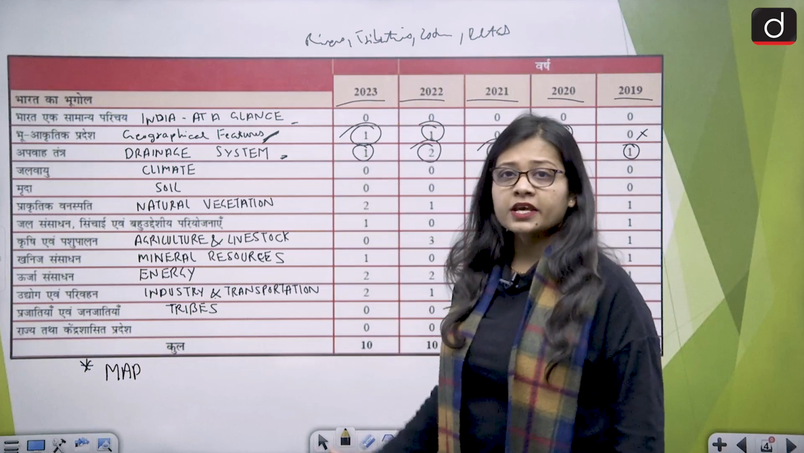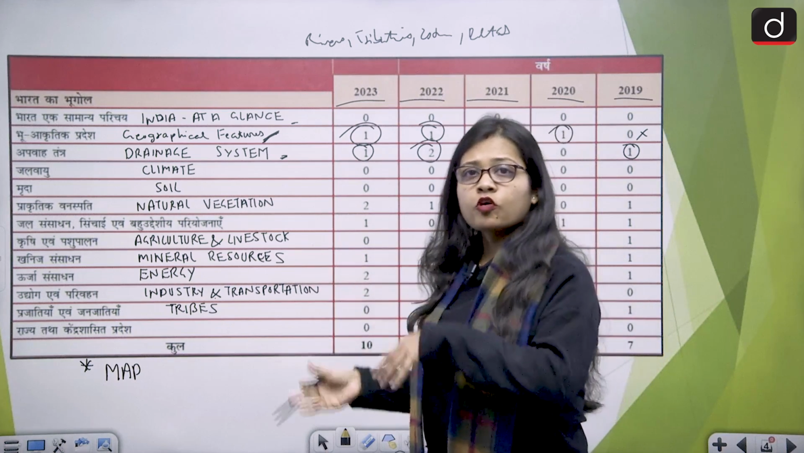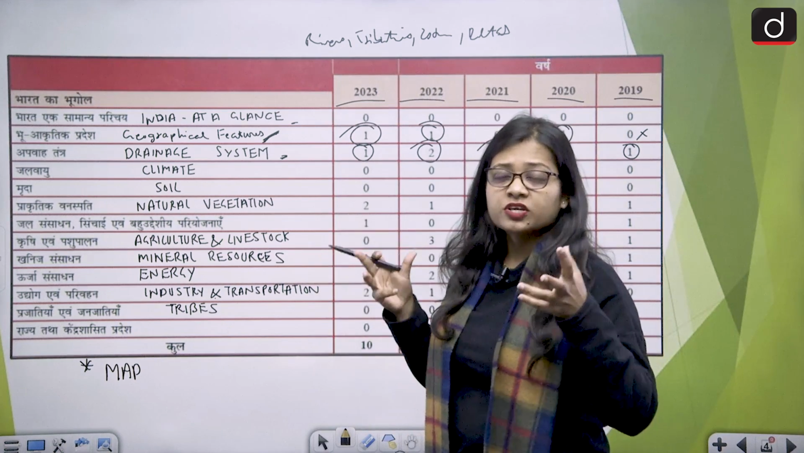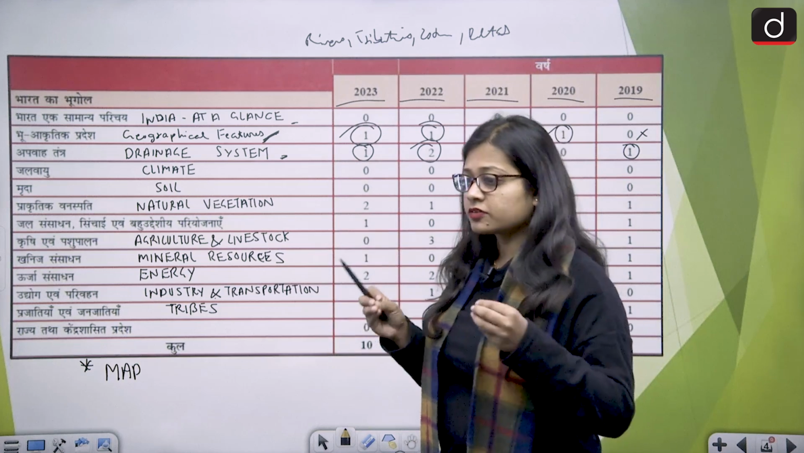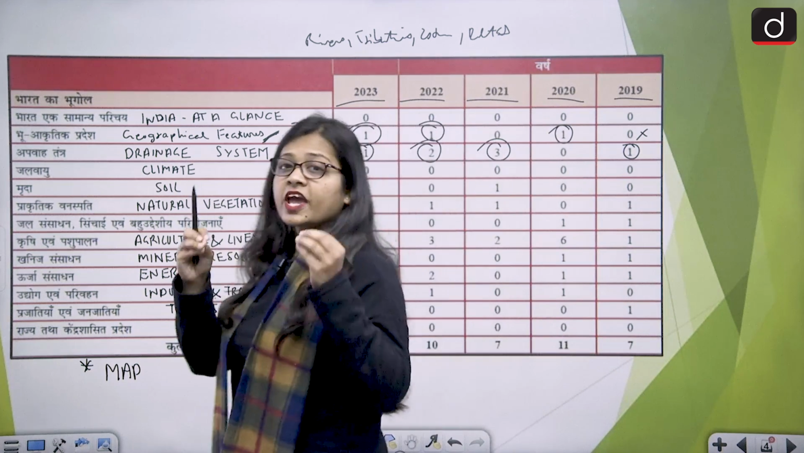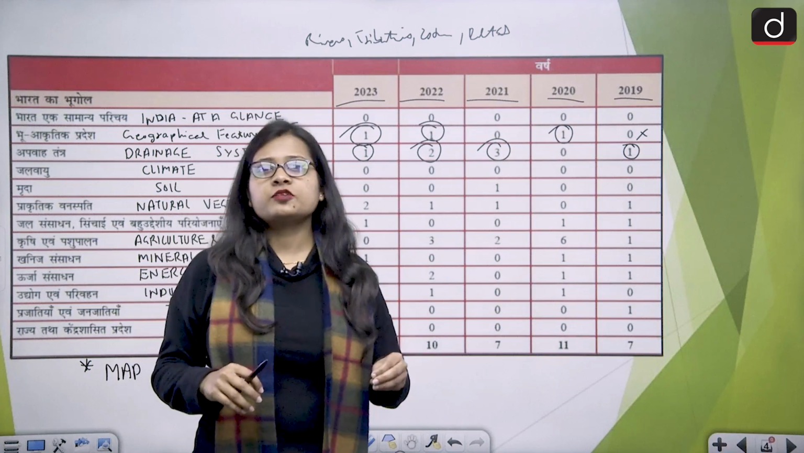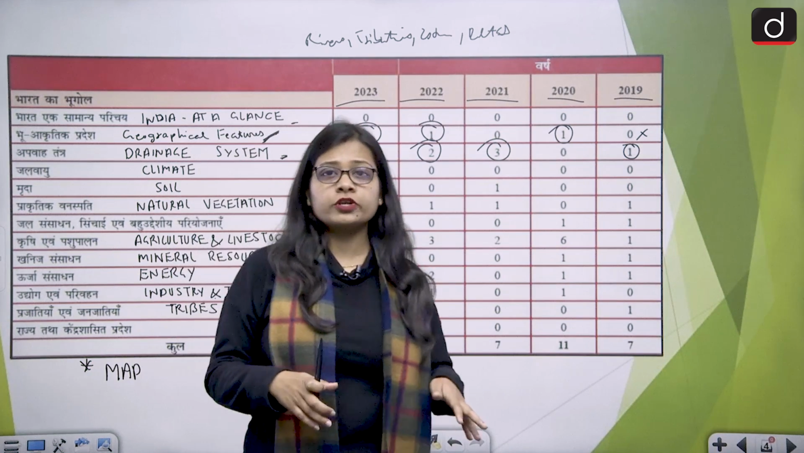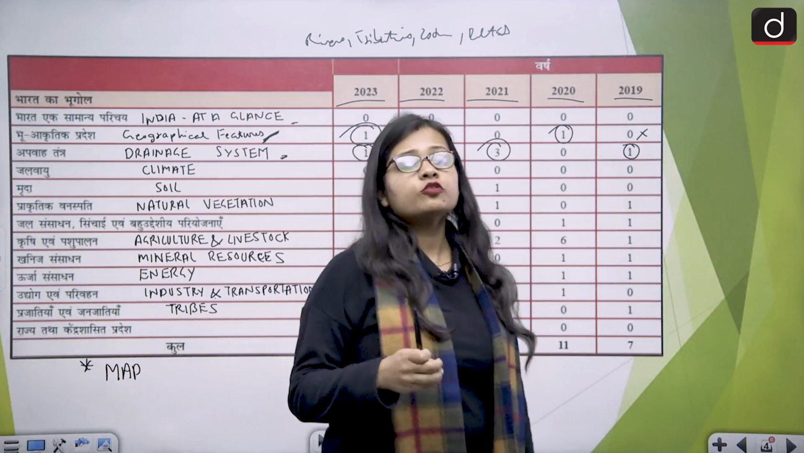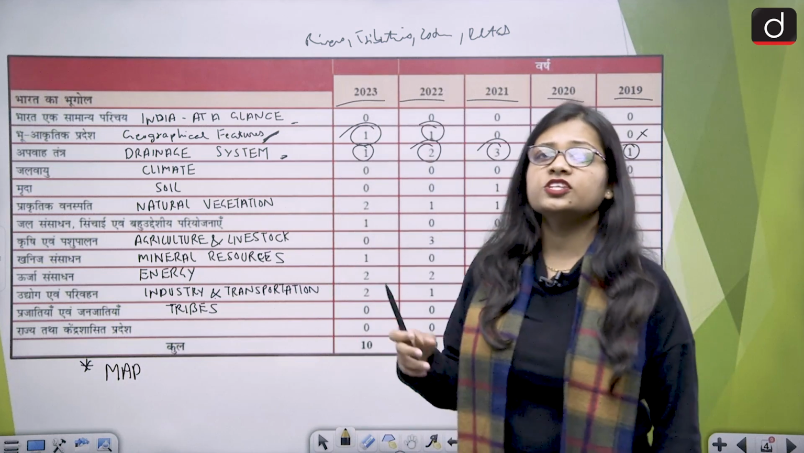peninsular rivers, Himalayan rivers, and the flow of those rivers, because with the drainage system you can expect a question from this aspect, and UPSC has not disappointed, because every single year you will be able to find a question from the drainage part.